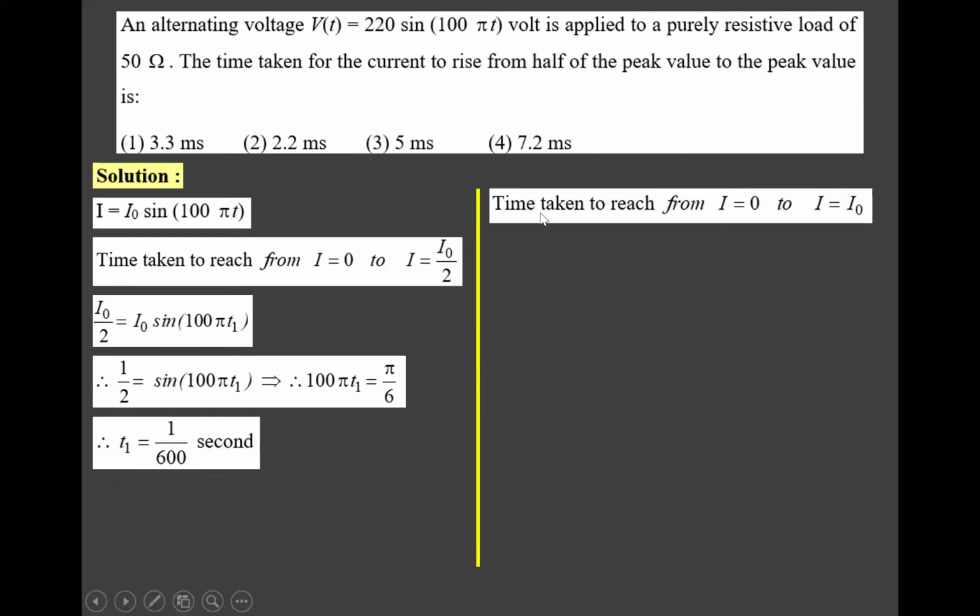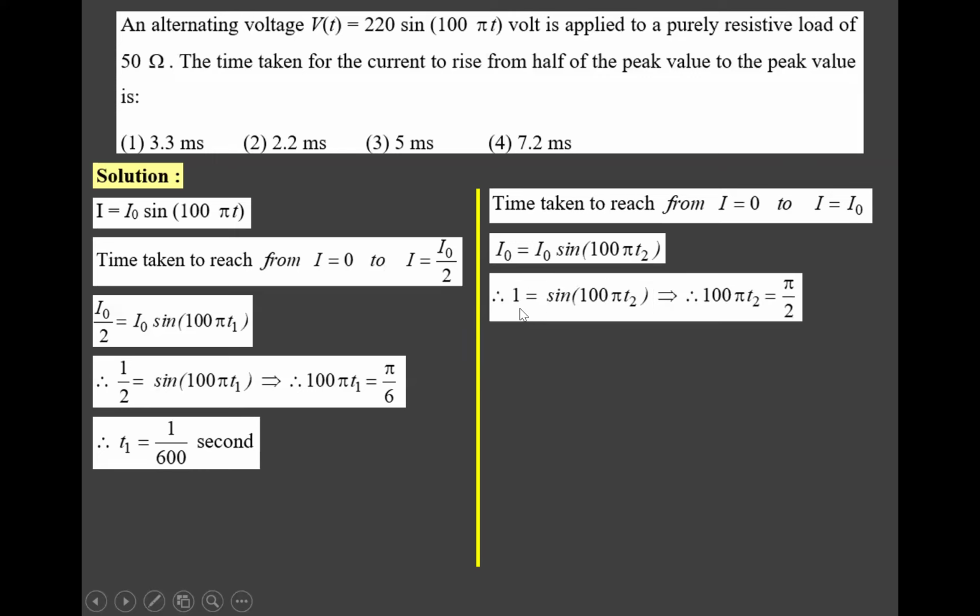Now time taken to reach from 0 to peak value. So I0 is equal to I0 sin 100πT2. I0 cancels. So 1 equal to sin 100πT2. So 100πT2 is π by 2, because sin π by 2 is 1. So T2 comes to 1 upon 200 second.